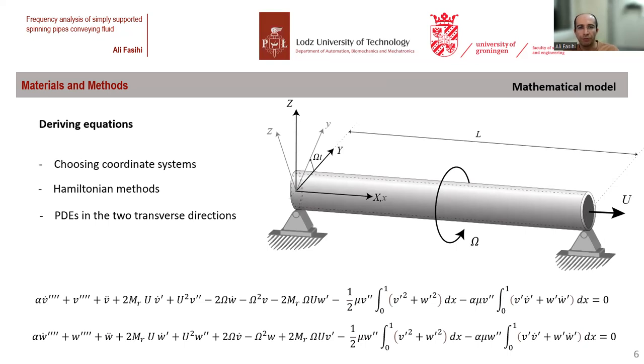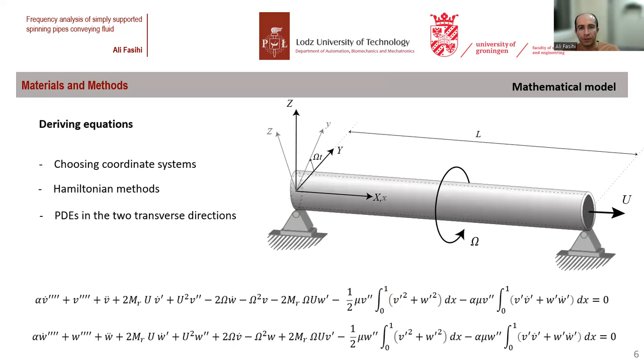To derive the equations of motion, 2 coordinate systems are set, as shown in the figure, an inertial and a rotating frame. First, displacements as well as velocities were calculated with respect to the rotating frame, and then kinetic energy and potential energy of the system were calculated, and finally, the mathematical model of the system is obtained using Hamilton's method.